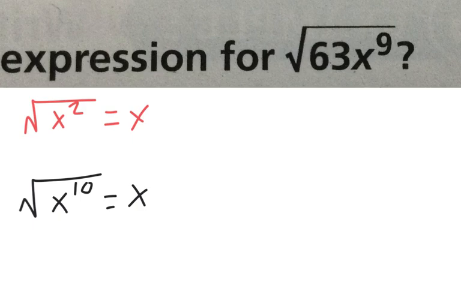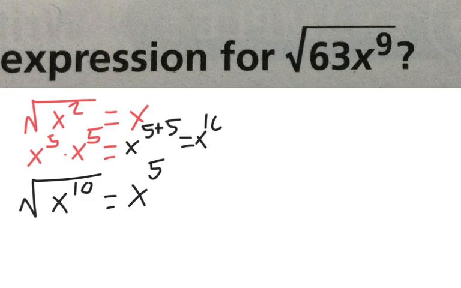What should it be? 5 times 5 is 25. It is not, but yes, we're not multiplying 5 times 5. We're multiplying x to the 5th times x to the 5th. What do you do when you multiply powers with the same base? You keep the base the same and you add the exponents. So x to the 5th times x to the 5th is x to the 10th.